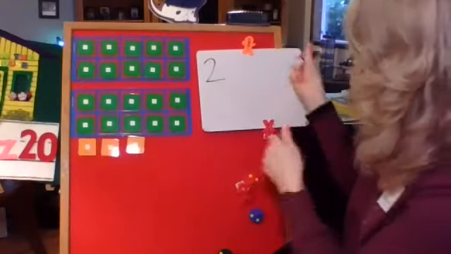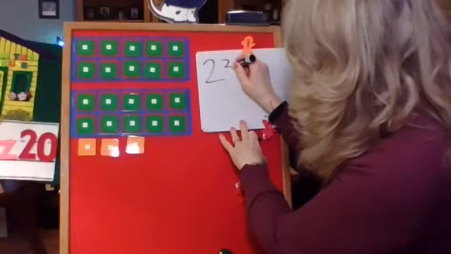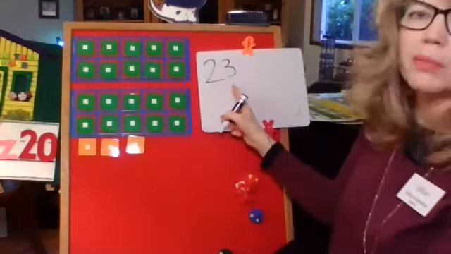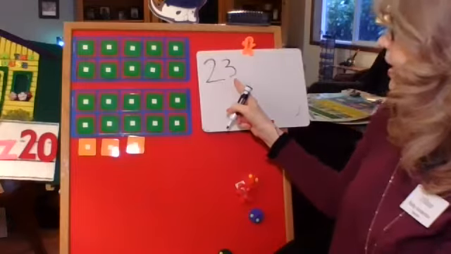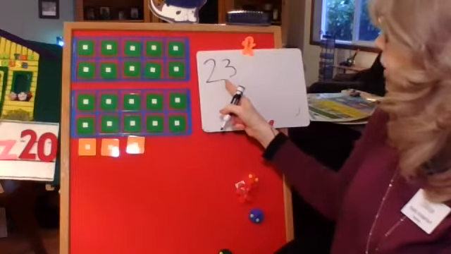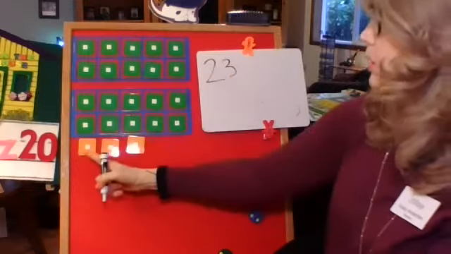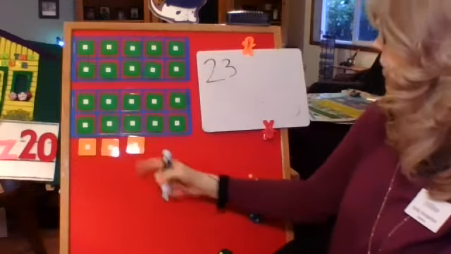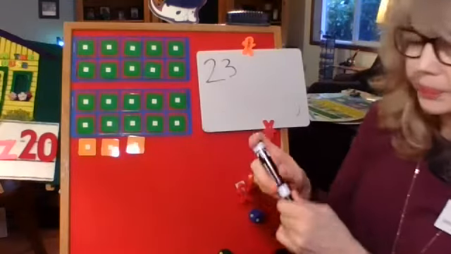Okay, so let's put the 3 where the ones go. Remember, in a 2-digit number, the first digit is for tens, the second digit is for the ones. So we just made the number 23. 10, 20, 21, 22, 23. We just made the number 23.